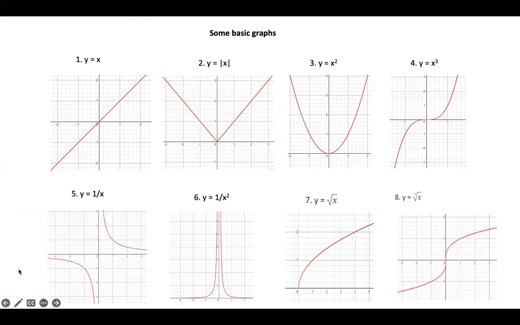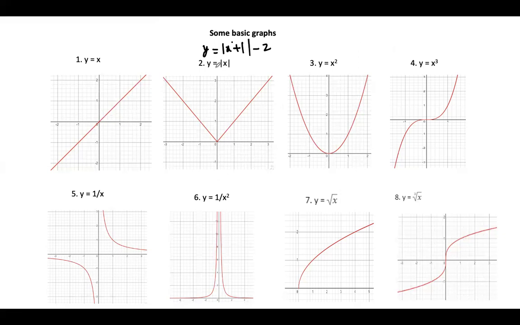So only one question on modulus graphs. Y is equal to mod of x plus 1 minus 2. How will this graph look?